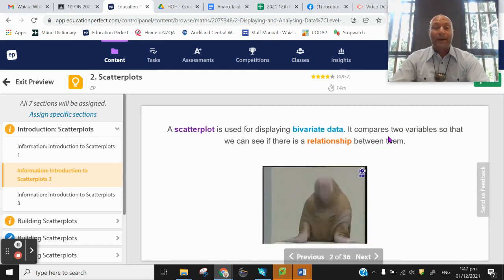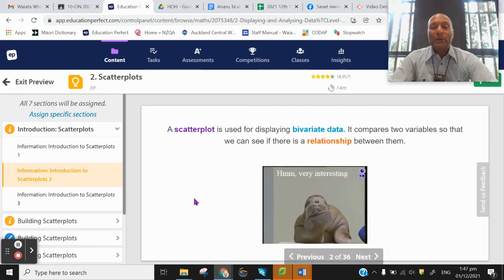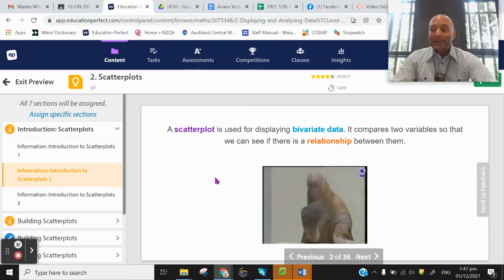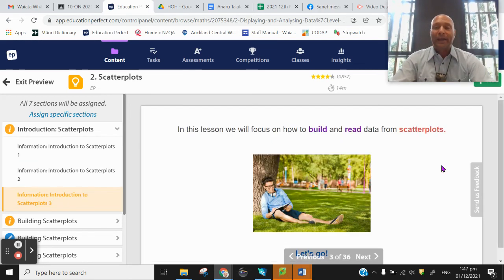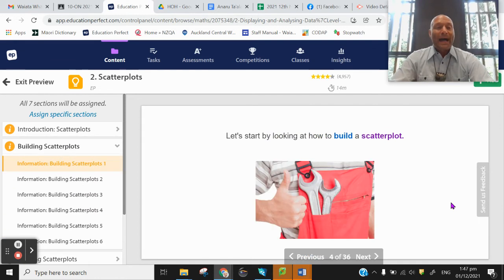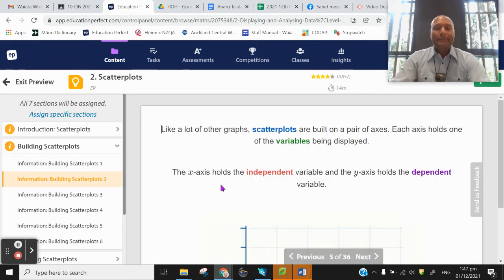Now that we've talked about bivariate data, let's talk about how we are going to display that data using scatterplots. A scatterplot is used for displaying bivariate data. It compares our two variables so that we can see a relationship between them. Let's talk about how to build a scatterplot.